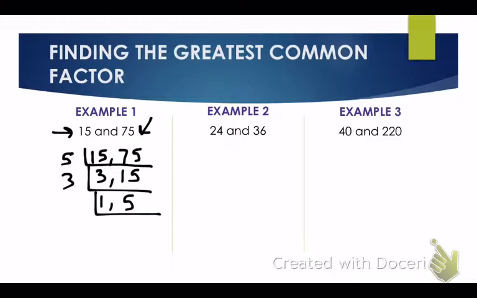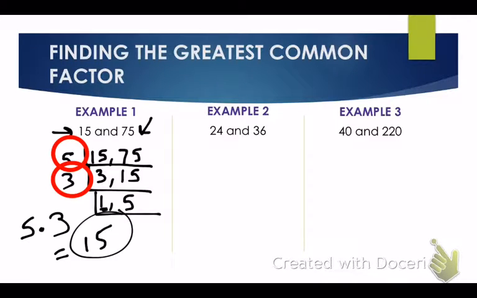Close my cake off. Does anything go into 1 and 5? No. I know that because I've got a 1 right here, and the only thing that goes into 1 is 1. And by the way, they're both prime numbers, so there's not a factor anymore. Just letting you know. So what do I do? Well, I look at the numbers on the side of my cake. I have a 5 and a 3, and I simply multiply them together. 5 times 3, which equals 15. Our greatest common factor for this one is 15. Congratulations.